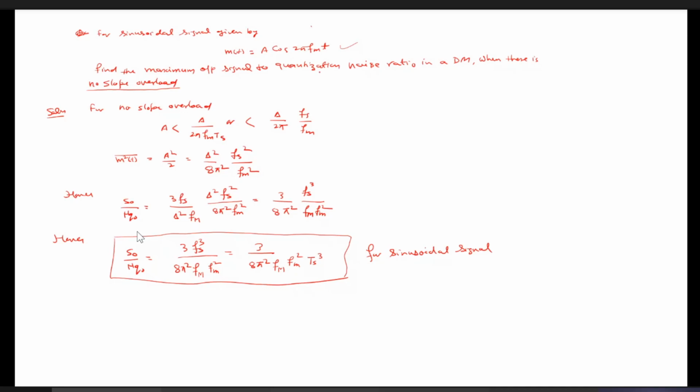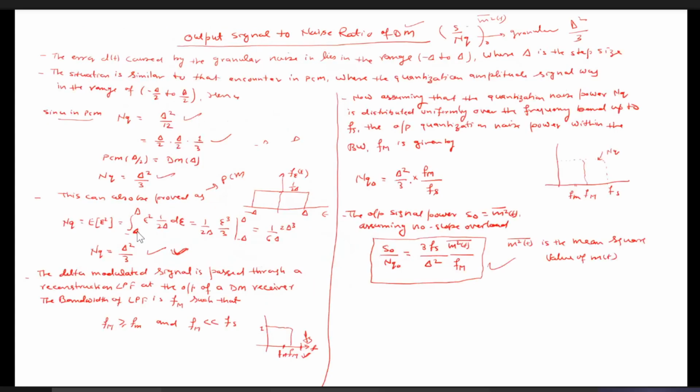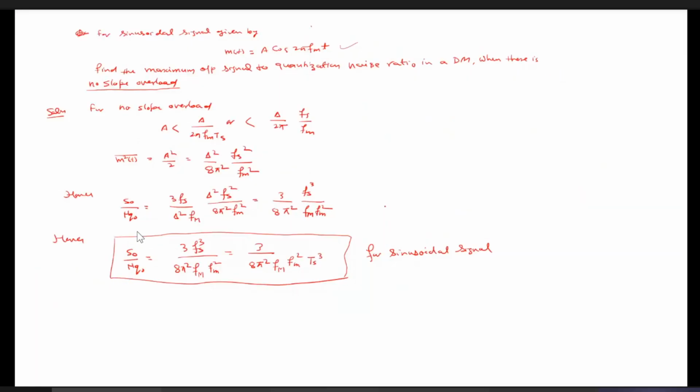If this is the maximum power, then we get the maximum signal to quantization noise ratio. So A square by 2, taking A as delta by 2 pi, comes out to delta square by 4 multiplied by 2, 8 pi square, fs square by fm square. Now the signal to quantization noise, just by putting the value of A in the previous expression, replacing m bar square t by A square by 2, with A according to the slope overload condition, comes out to be this expression. Very simple.